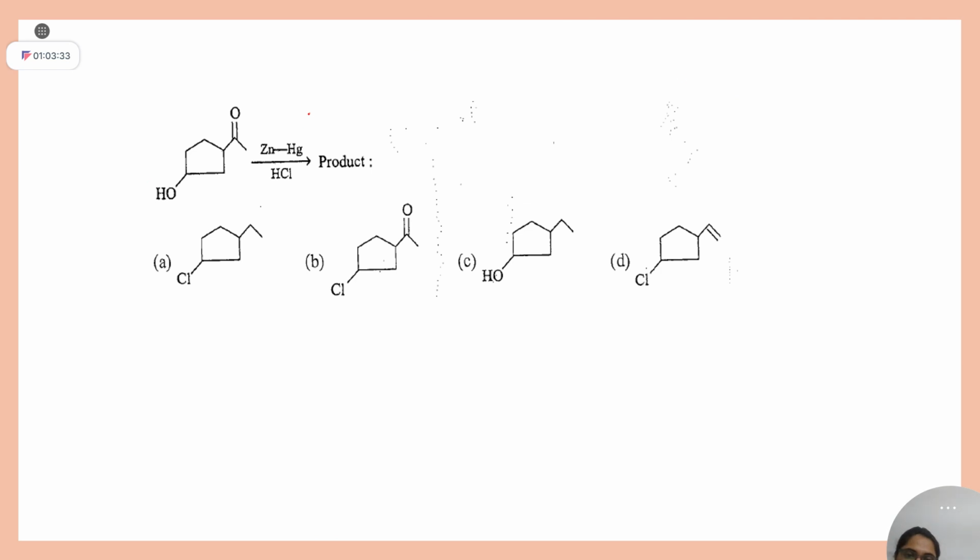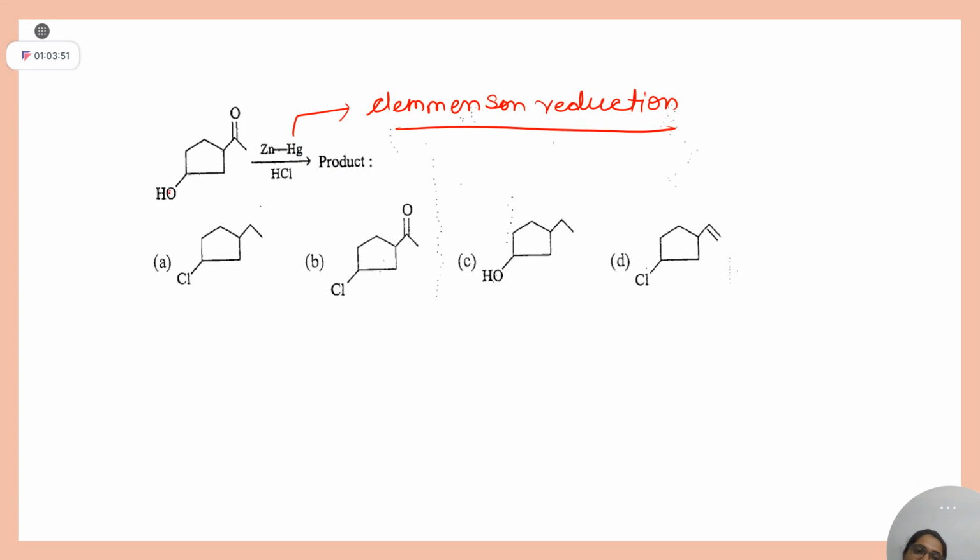So here is the most awaited reaction, that is your Clemmensen reduction reaction. What does it do actually? Tell me, is this an acid sensitive group? Can this HCl be acidic enough to protonate this and substitute it with Cl? No. So this OH will be intact. So only one option is there. And you know that Wolff-Kishner and Clemmensen reduction reduce carbonyl to methylene. So the correct answer is option number C.